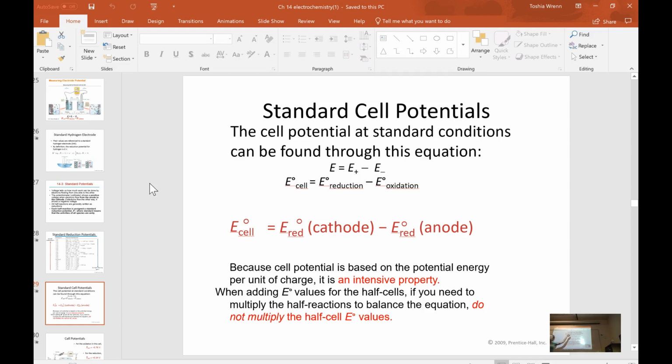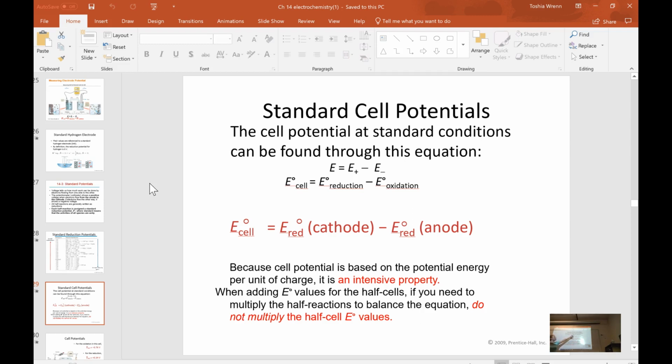So that's something I really, really want to stress here. The cell potentials are the potential energies per unit charge, so they are an intensive property. We don't want to change any of the values on the chart. So if you need to balance these redox equations and you have to multiply one of those equations by an integer to get the number of electrons to match up, you're not going to multiply the reduction potentials to match that. All right, so don't change the values from those that are listed on the table.